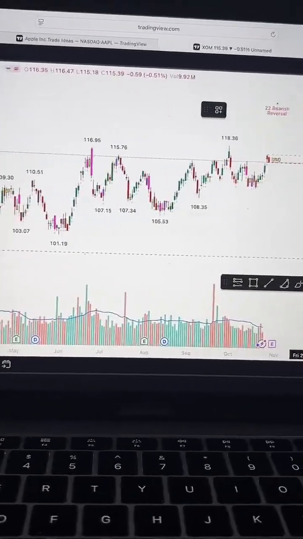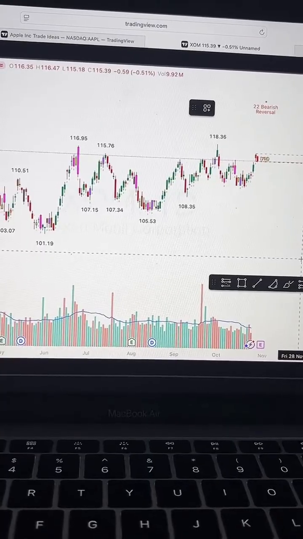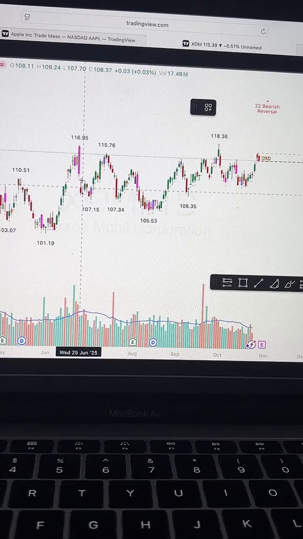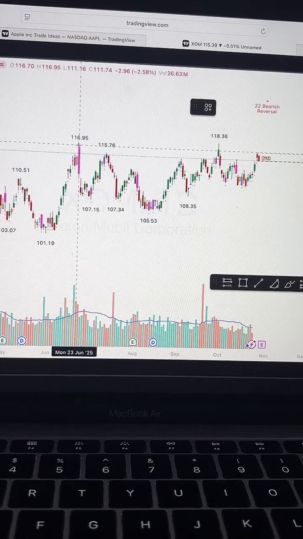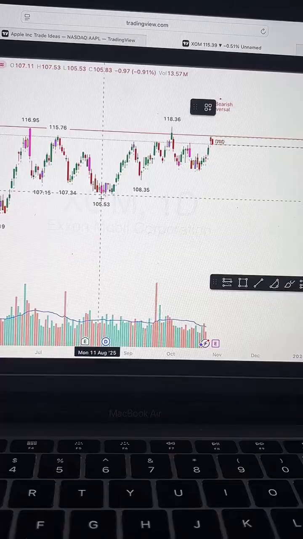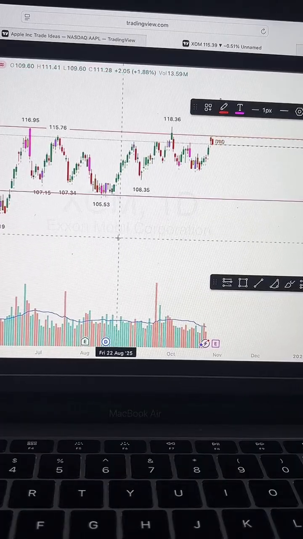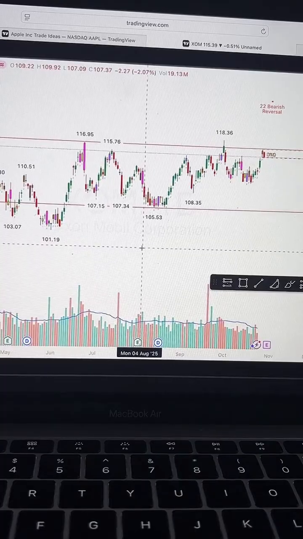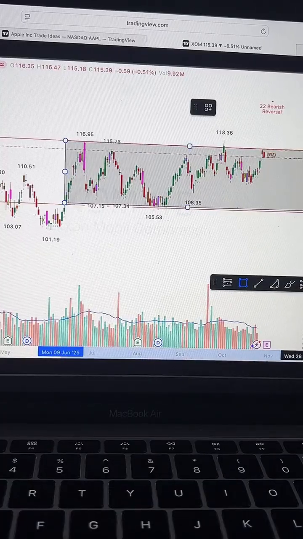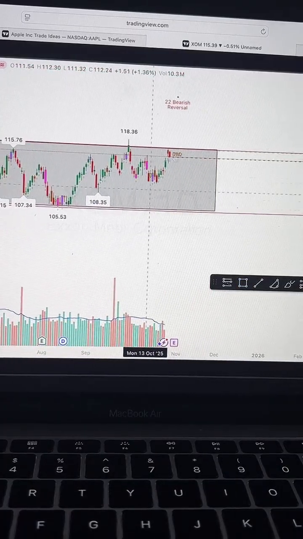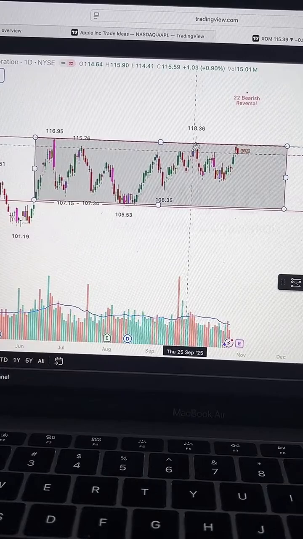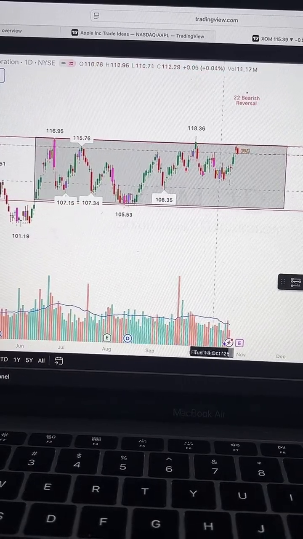So this is Exxon. I'm just kind of marking. Okay, and again, consolidating. No real movement here until we get a breakout. Okay, looks like we tried here, didn't quite work. But we need to get above this. So this is sideways action.